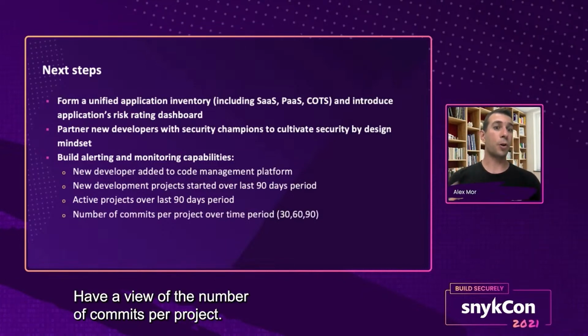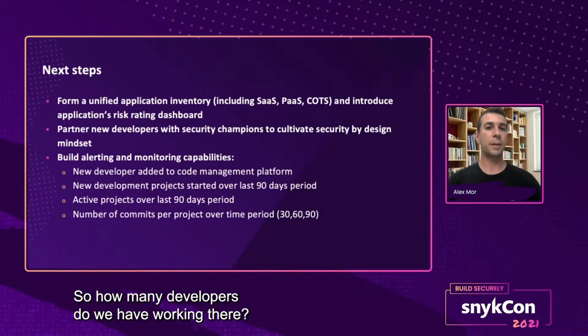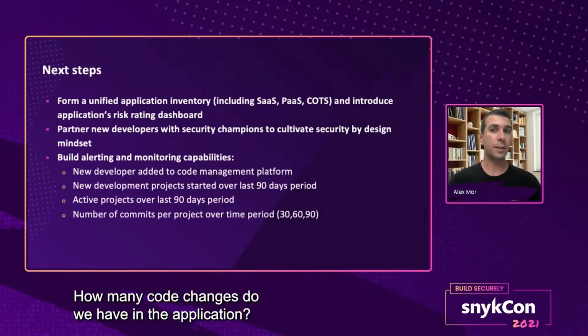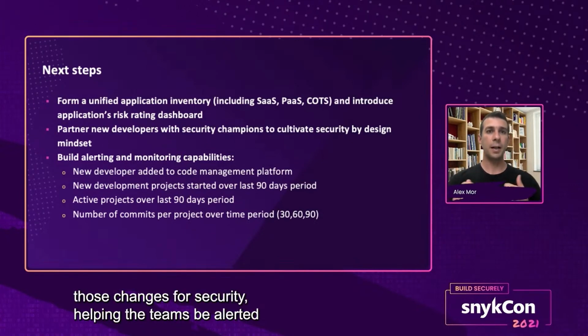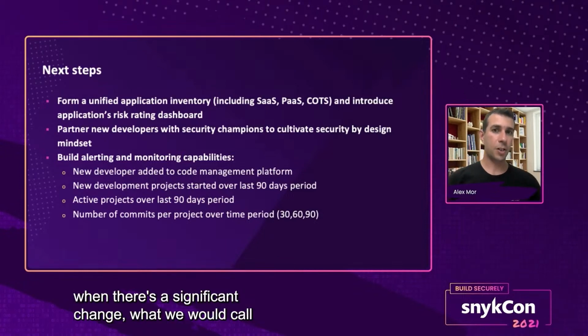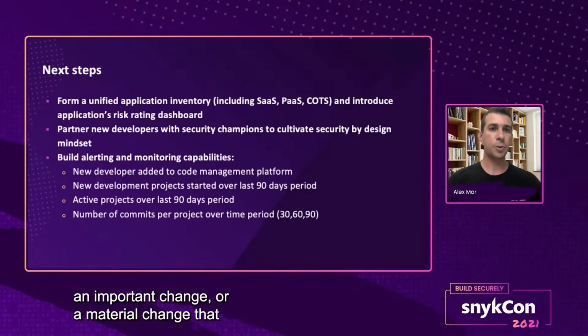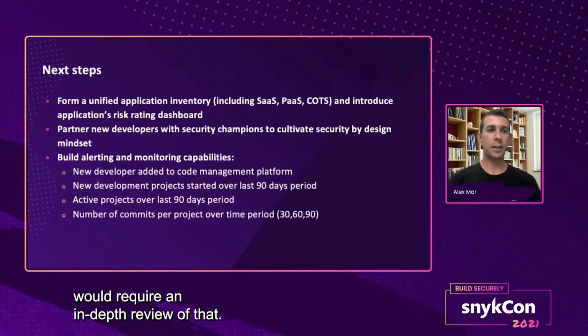Have a view of the number of commits per project, right? So how many developers do we have working there? How many code changes do we have in the application? If the code is frequently changing, we need to be frequently monitoring those changes for security, helping the teams be alerted when there's a significant change, right? What we would call an important change or a material change that would require an in-depth review, right?